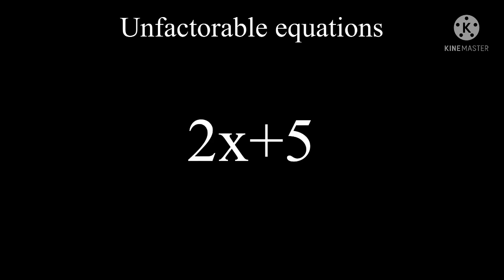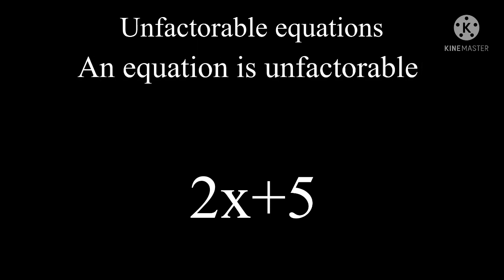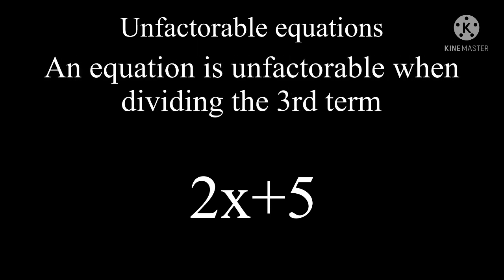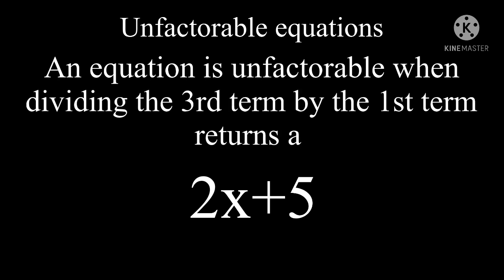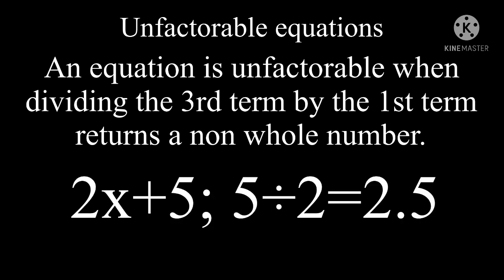Let's get into unfactorable equations. An equation is unfactorable when dividing the third term by the first term returns a non-whole number. For example, 5 divided by 2 is 2.5. 2.5 is not a whole number.